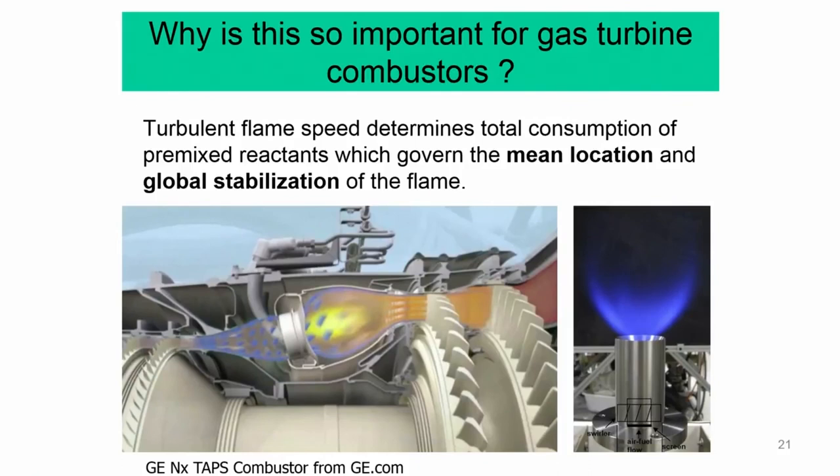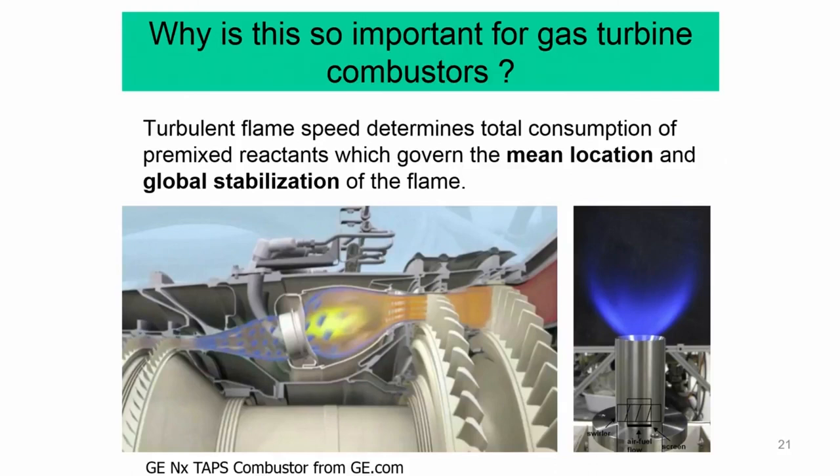Of course you have some aerodynamic means to stabilize, but this is far larger than 40-50 meters per second. It can even be 100 meters per second, which is far higher than the laminar flame speed, which is of the order of say 30 centimeters per second, whereas you are stabilizing a flame at 100 meters per second. Of course, we use aerodynamic means, we create local low velocity regions, etc. But still, this flame shouldn't have been able to stabilize if there was no turbulence. So turbulent flame speed determines the total consumption of premixed reactants and governs the mean location and global stabilization of the flame.